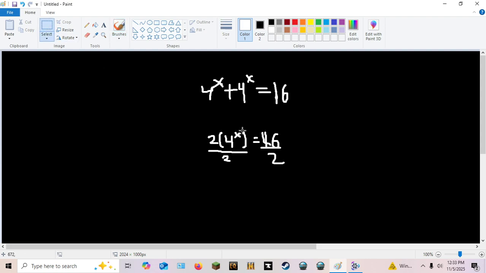That was a 4, it should be a 16. The 2's will cancel. I'm going to get 4 raised to the x by itself. 16 divided by 2 is 8. How can I get rid of the 4 and the 4 raised to the x? So first of all, I need to rewrite the bases. The common base between 4 and 8 is 2, because 2 cubed is 8 and 2 squared is 4.